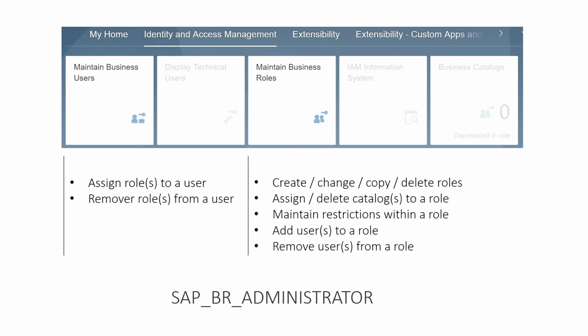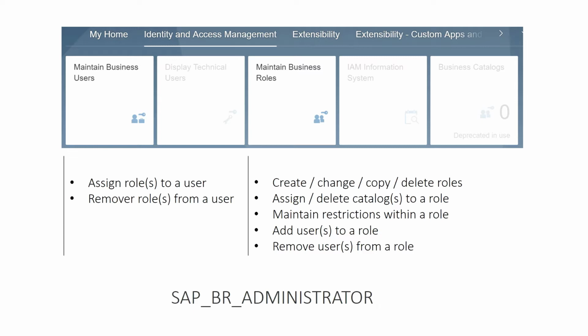Now, the apps that we will be using in today's knowledge snippet are essentially the two that are highlighted there. So they are the maintain business users Fiori application, which is an application where you can, for a single user, add or remove roles that have been assigned to him. The other application that we will be focusing on mainly is the maintain business roles Fiori application. And this is essentially the workhorse application, if you like, where you can create, change, copy or delete roles.